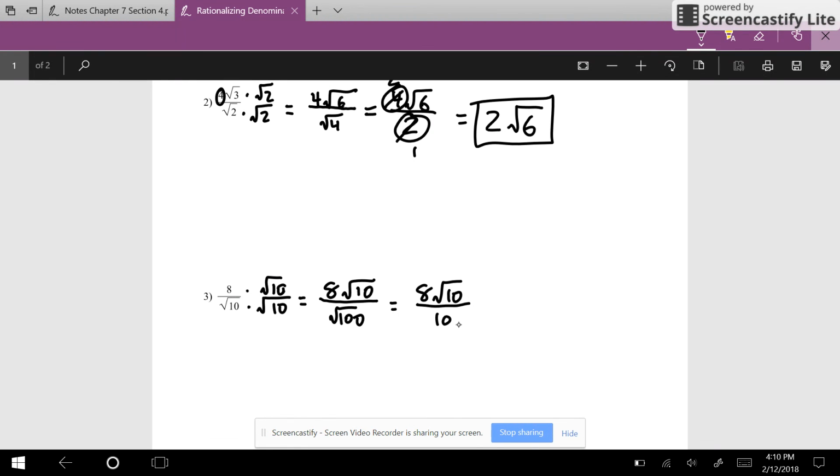8 over 10 simplifies because I can divide them both by 2, giving 4 and 5. Sometimes what you have left in your square root will simplify. In this case, it doesn't. There's no factor of 10 that's a perfect square. So I have 4 square root of 10 over 5. And this is a perfectly acceptable answer because there's no square root in the denominator. It's a rationalized denominator. So you'll have to use this skill sometimes throughout this next section. So I wanted you to practice this a little bit.